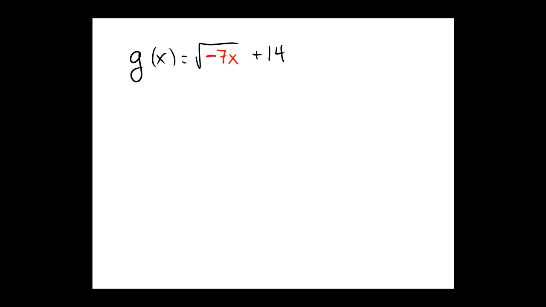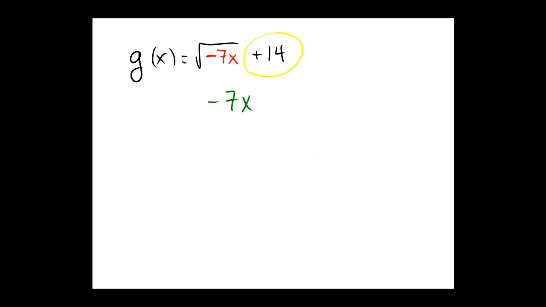So try this one. Assuming you paused it and tried it, you may have made a very natural error, but I tried to color it so the error would be less likely. Remember that for the domain, the expression under the radical has to be bigger than or equal to 0. So in this problem, what's actually under the radical? Just negative 7x. The 14 is essentially irrelevant to the domain of this function because it's not under the radical. It would affect the range, but not the domain.